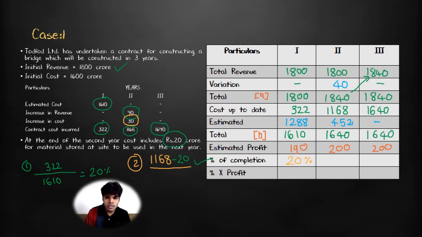Now the total cost here is 1640. So divide it by 1640. And this will give you 70%. So the percentage of completion for the second year is 70%. Let us find out for the third year. Actually we don't have to find it out, because in the third year the contract is completed and that's why the percentage of completion is nearly 100%.